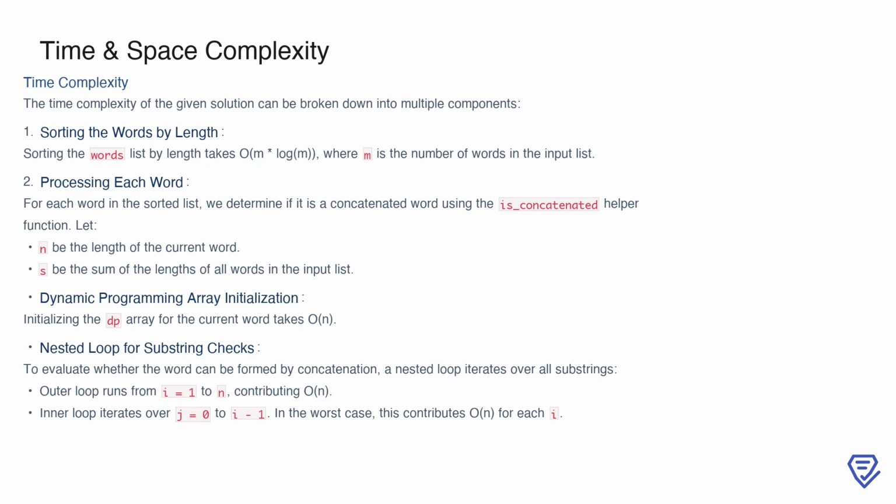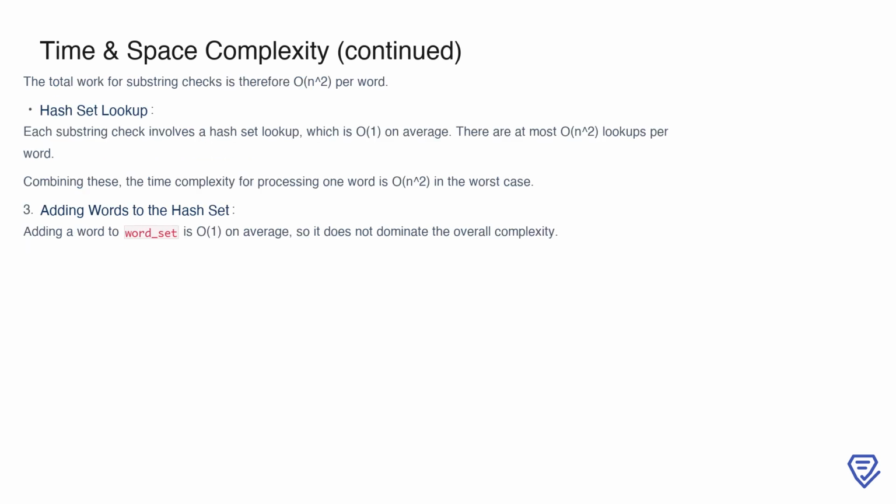For a word of length n, we initialize a dynamic programming array, which requires n time. Once the DP array is initialized, we iterate through all possible substrings of the word to check if it can be formed using the other words. This involves a nested loop, where the outer loop runs up to n, contributing n, and the inner loop runs for each prefix of the substring, potentially adding another n per iteration. This means that the substring checks alone can take up to n squared time for a single word. The substring checks, therefore, contribute n squared for each word.